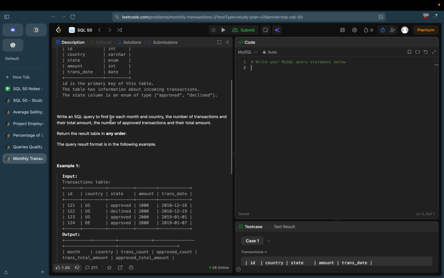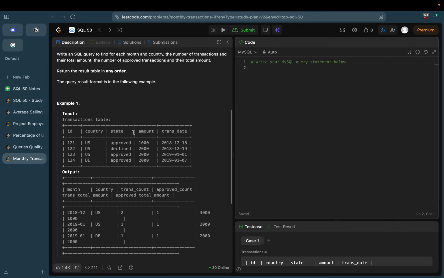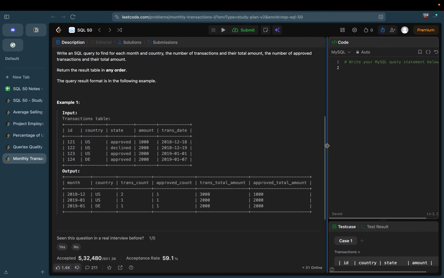Write SQL query to find for each month and country the number of transactions and their total amount. The number of approved transactions and their total amount. Right, we want a lot of things out of this. And we can have it ordered by any order. We are not rounding things up, so we should be good. This example is a bit unreadable, so I'll probably drag this out. Yep, this helps. Let's have a look.